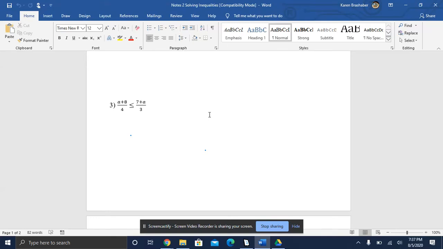All right, example number 3 for us looks a little more intimidating. We have two fractions. We're going to deal with this by clearing out the fraction. And to do that, you often like to find the least common denominator. At a bare minimum, make sure that you at least multiply the two denominators together. In this case, that'll give us a least common denominator of 12.